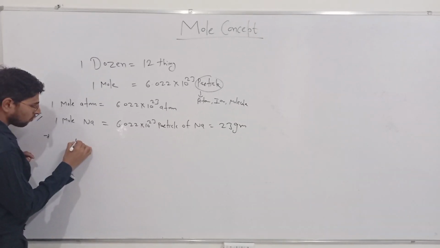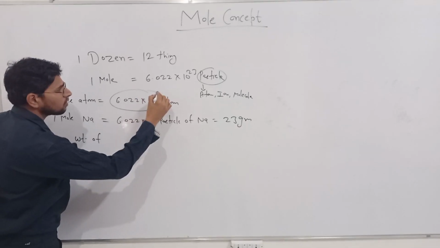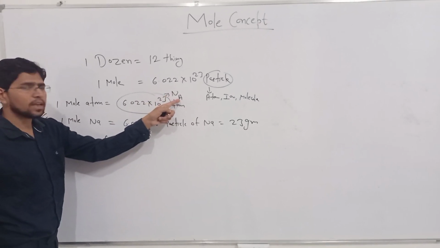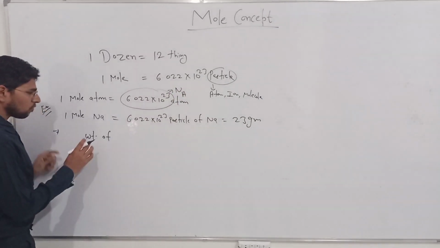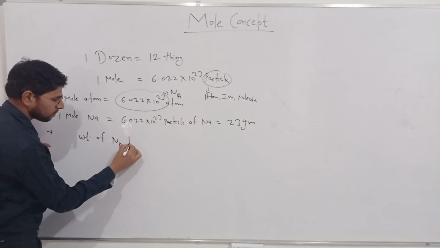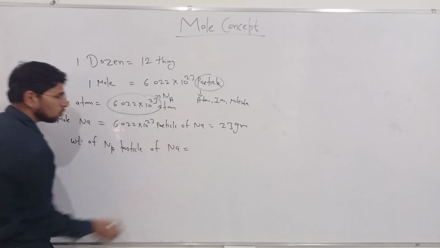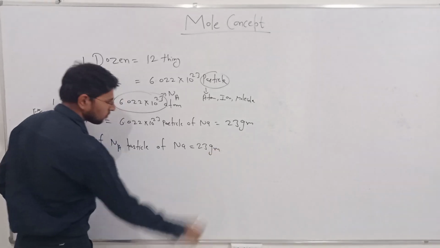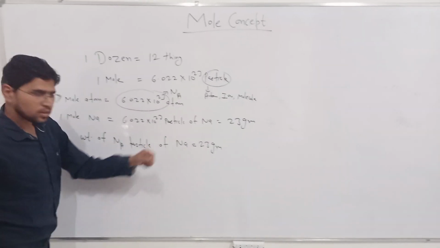Now, this number is known as Na in short. Na stands for Avogadro number. Now, the weight of Na particles of sodium is equal to how many? 23 gram. Clear? Weight of Na particles of sodium is 23 gram.